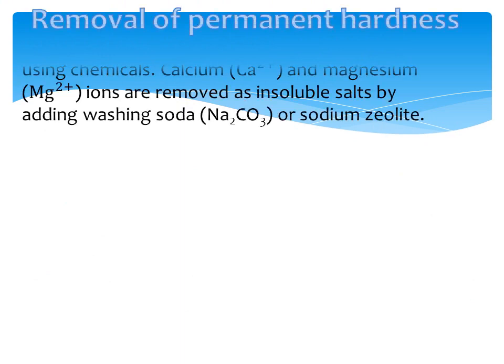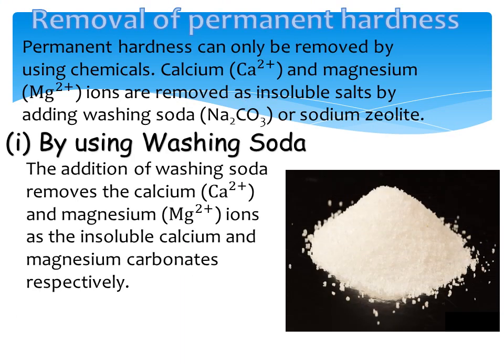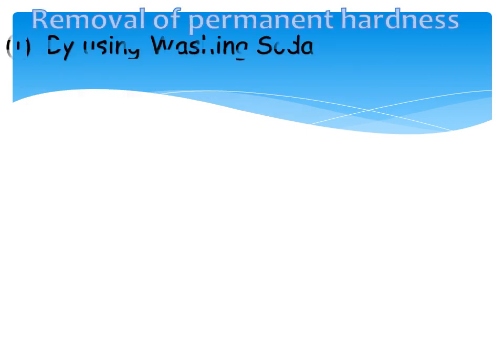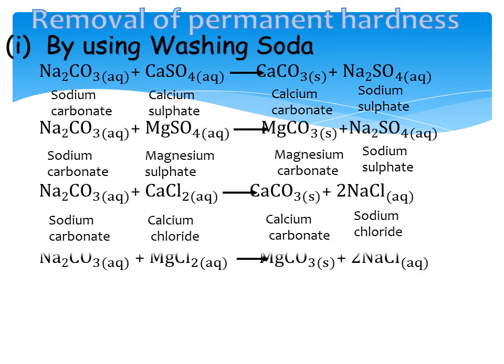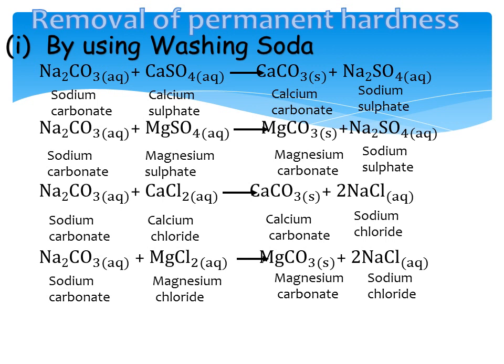Now another method to remove the hardness is by using washing soda. The formula of washing soda is Na2CO3, and the addition of washing soda removes calcium and magnesium ions, which get exchanged with the sodium ions of washing soda and form insoluble calcium and magnesium salts. As you have clearly seen in the different equations, Na2CO3 washing soda is added, and then calcium sulfate, magnesium sulfate, calcium chloride and magnesium chloride, which are present in water and cause the hardness, form calcium carbonate, or in another example magnesium carbonate.